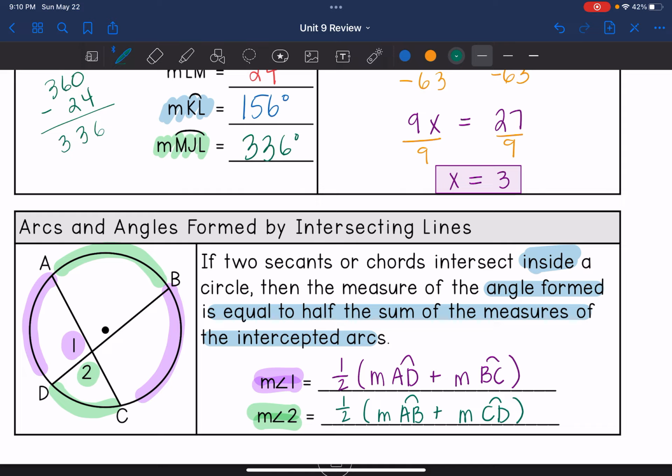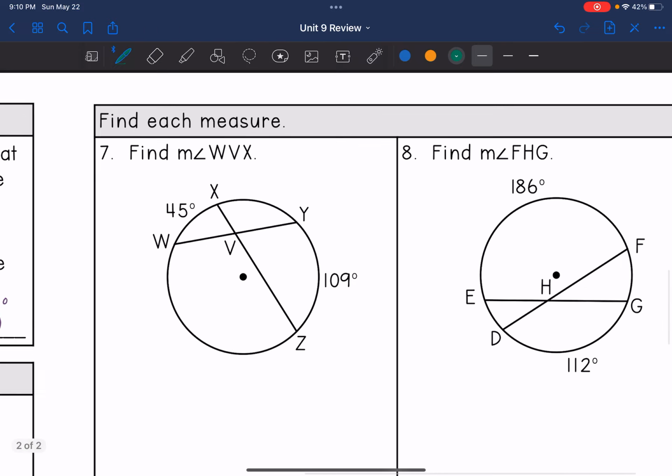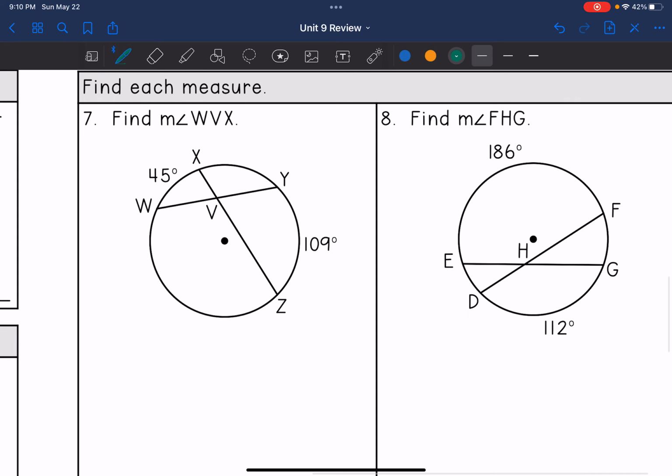Okay, so let's look at a few examples of this. It just says find each measure. This first one says find the measure of WVX, and that's an angle. So WVX is this angle here. It's not a central angle. If it had started here in the center, we could just say 45. But since this is a little bit farther away, it's not going to work that way. What we do need to do to solve this is know its intercepted arcs, which luckily we have them both.